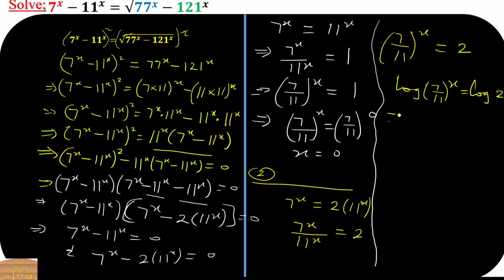This is the power rule, so the x will come here. We have x log 7 on 11 equal to log 2. Now we can divide both sides by log 7 on 11, so we have x equal to log 2 over log 7 on 11.